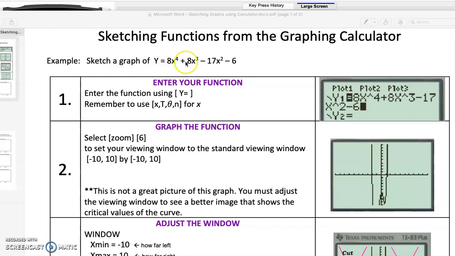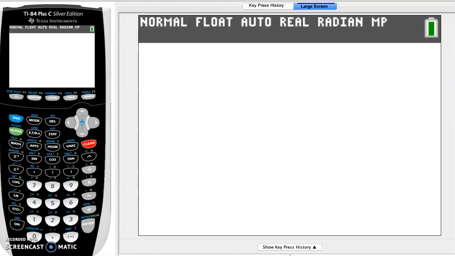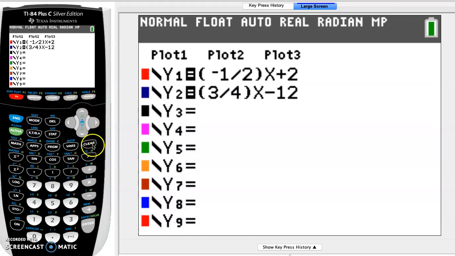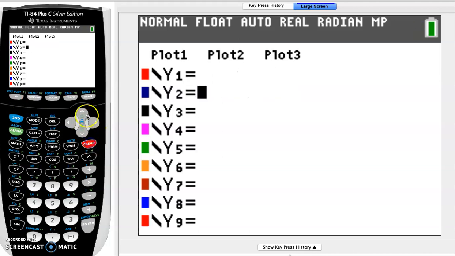So we're going to begin by sketching this function, and to do this, step one is to press y equals and remember to use the x, t, theta, n button. So here's my graphing calculator. These buttons underneath the screen control graphing. I'm going to clear out any previous functions that are in here. I'm going to show you a troubleshooting tip immediately.